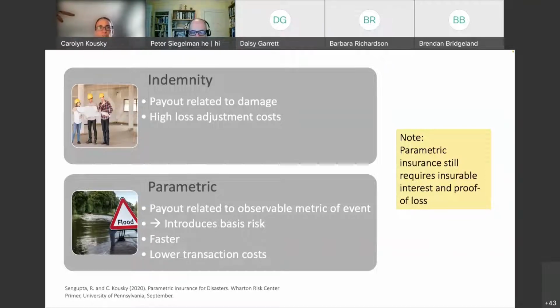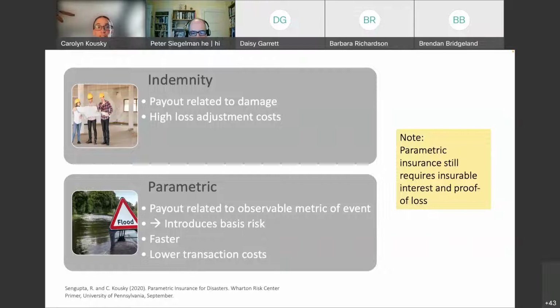So I'm assuming these terms are pretty familiar for folks on the call, but in case not, the two examples that I want to talk to you about are both examples of parametric insurance. Just to be clear what I mean here, most standard insurance in the US is indemnity-based, or payouts related to your damage. When you suffer a loss, a loss adjuster has to come to your house and you only get paid the cost to repair the damage.